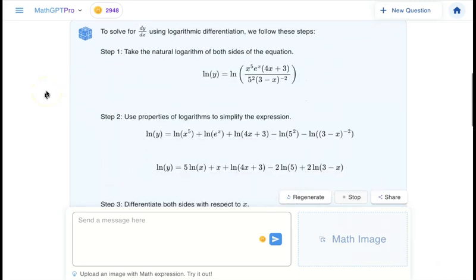So logarithmic differentiation, not too bad. You just do ln of both sides, apply properties of logarithms, differentiate, and then multiply by y on both sides. You're good to go. I hope you guys have a good day.